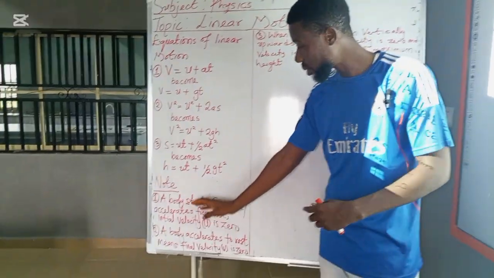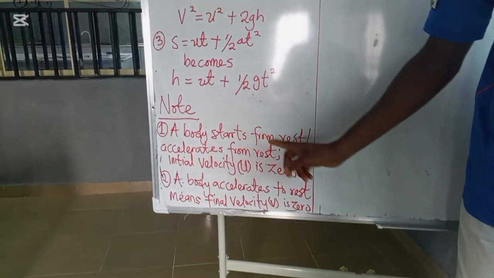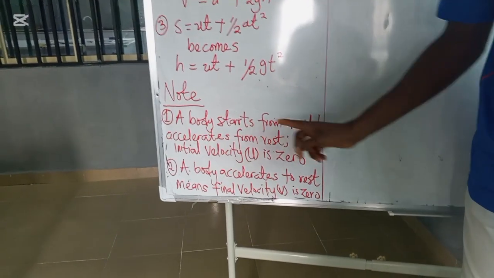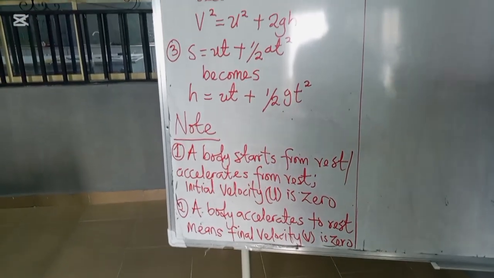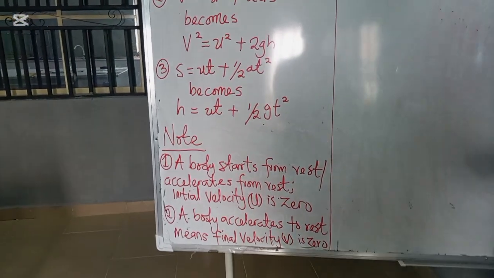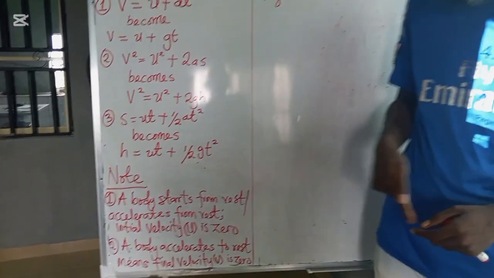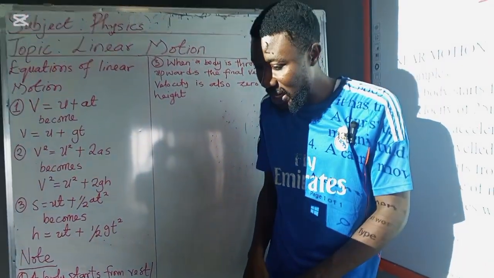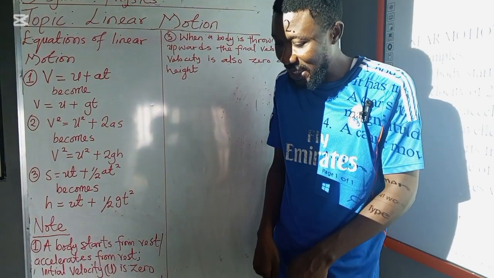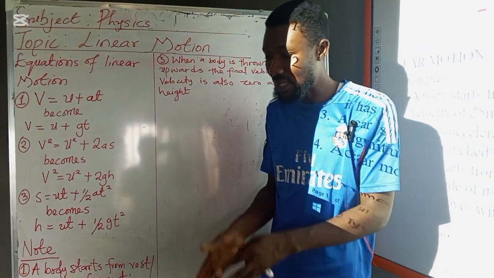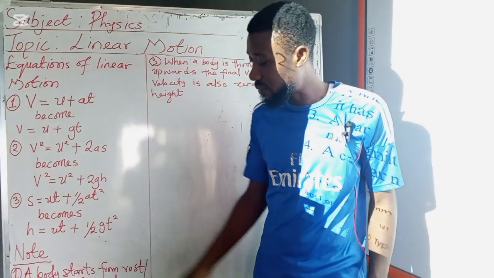Now note, before you start using this to solve, there are some things you need to note. Please, can you come closer so that they have this view? Note: when a body starts from rest or accelerates from rest, the initial velocity is 0. If you have a car that is starting from rest, you enter the car, you start the ignition and you're moving. The moment you start moving, the initial velocity, at that point where the car is at rest, is regarded as zero because the car is parked.